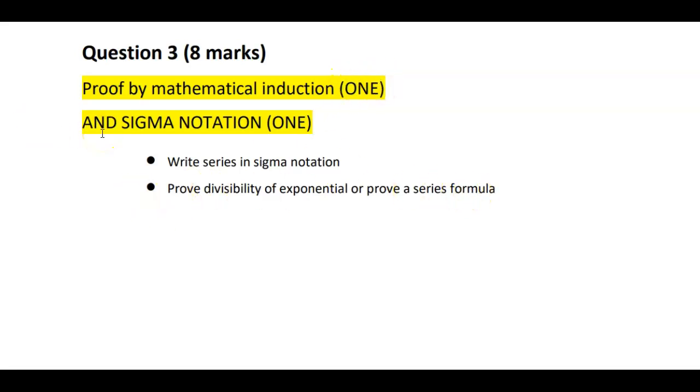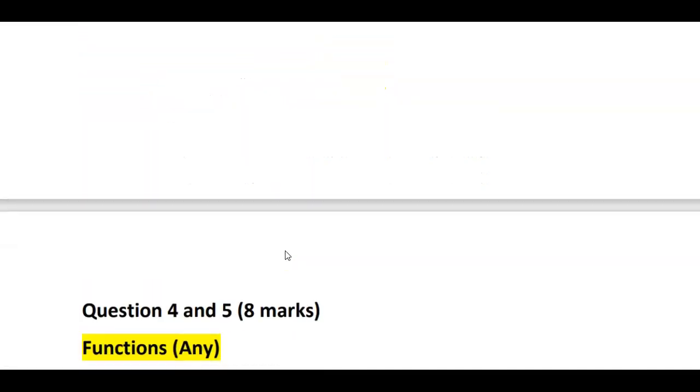Then sigma notation. Looking at the past papers, the only way they test sigma notation is to give you a number pattern, and you have to make a sigma notation for it. Even if they change it, you'll know how to use it because it's simple how you make a sigma notation.